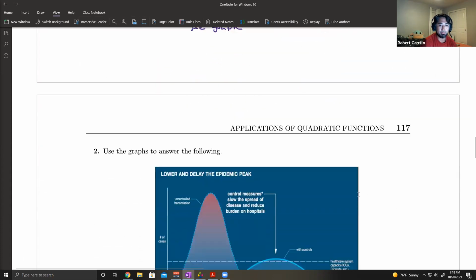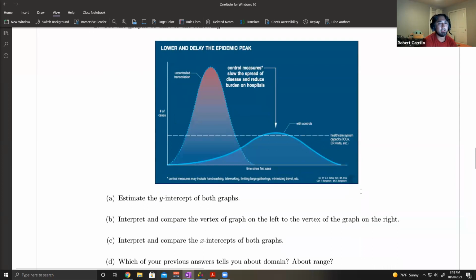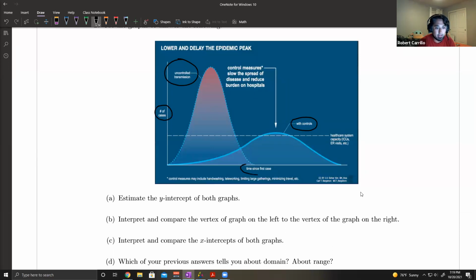Next. Oh, this is going to be fun. It's so colorful. All right. Now look at these graphs to answer the following questions. This graph has lower and delay, the epidemic peak. You have a graph that represents uncontrolled transmission, and we have this other graph that represents controlled transmission. Our y-axis is the number of cases, and our x-axis is the time since the first case.